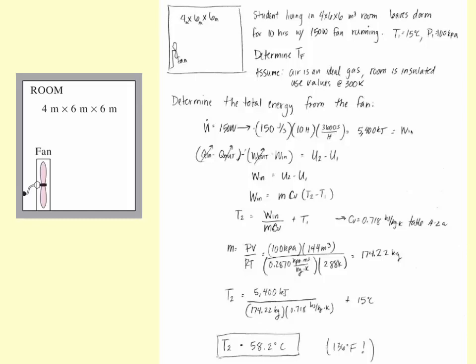Is there a Q out? No, we're told to disregard any heat transfer to the outside. Their work in? Yes. Their work out? No, our room's not expanding. So work in is equal to M times U2 minus U1. Okay, do we know U2 or U1? No. So how would we find those?